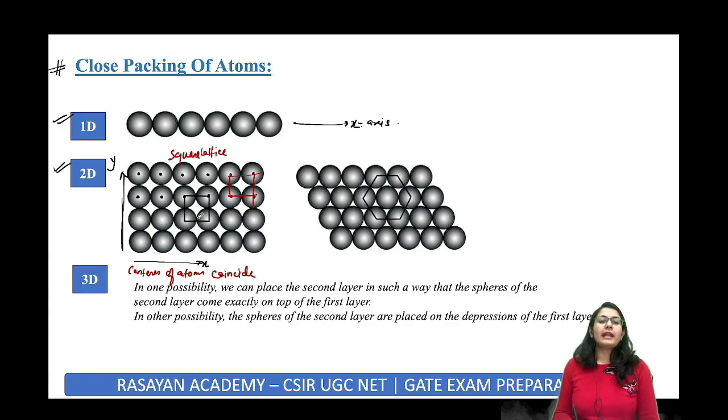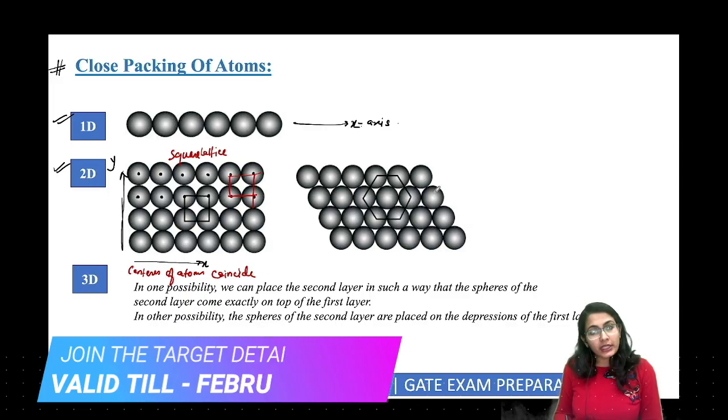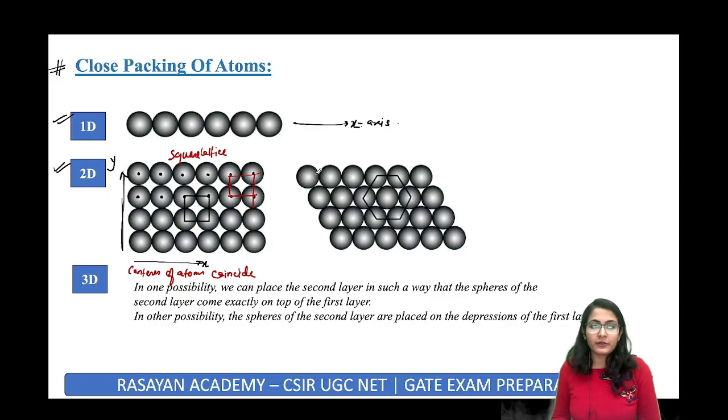We call this a square lattice because the centers are forming a square. Fine. Then I have one more type of arrangement. What if I just shift this line a little bit and put this in the depression of the upper one? In the second possibility, I am putting the atom in the depression of the first layer. This is the first layer.